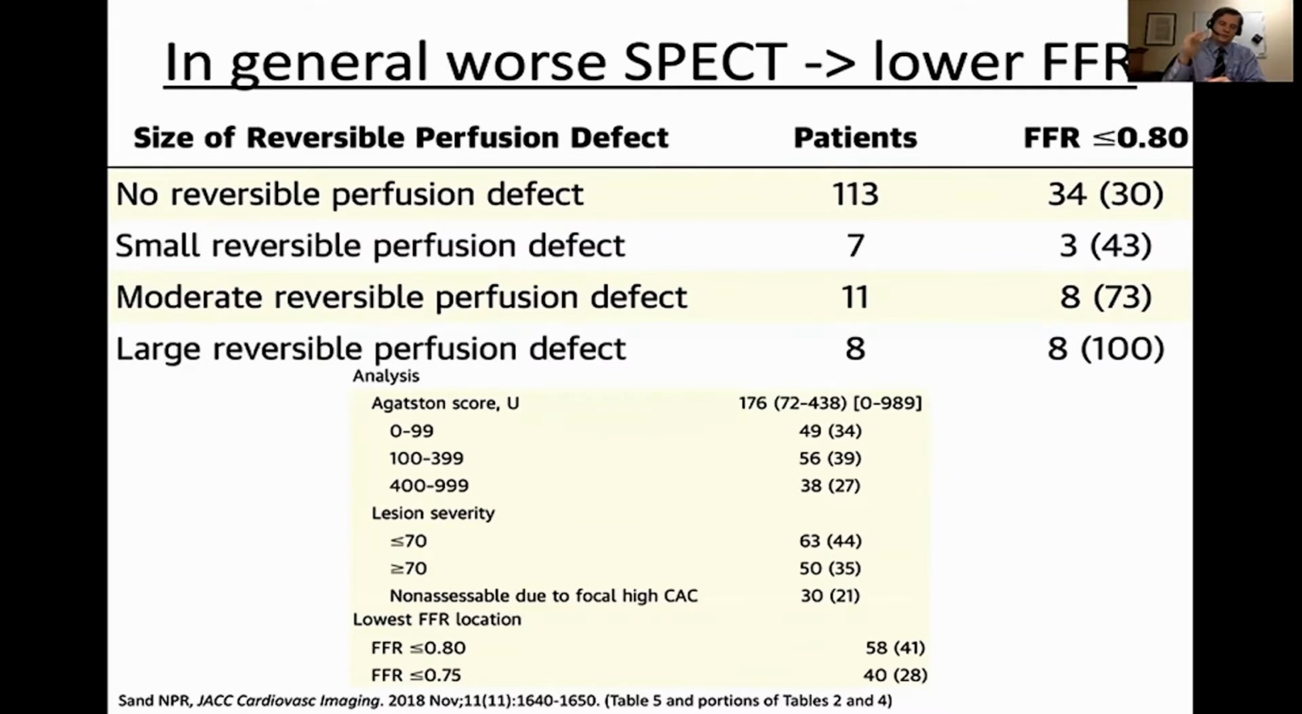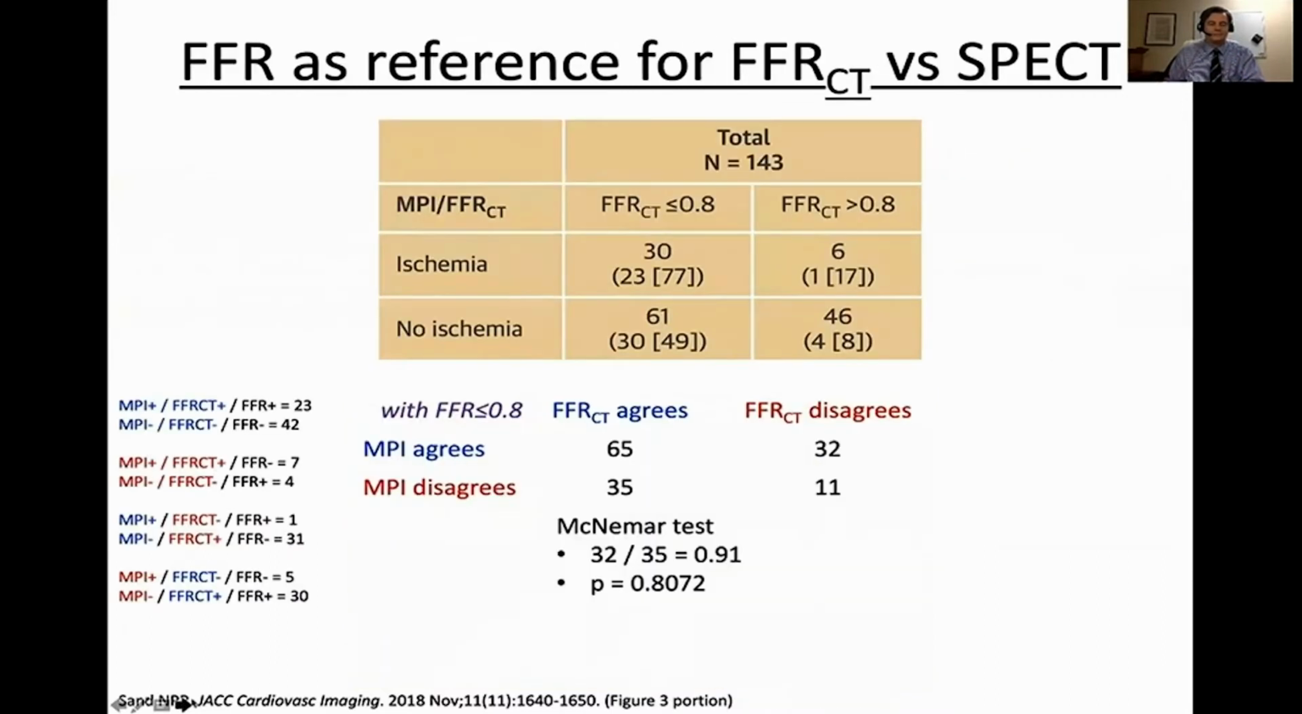And as you go down to small, moderate, and large reversible perfusion defects, by the time you get to large, every one of them had an FFR that was low. And there's kind of a continuity gradient between the two. So that shows you some of the conceptual validity behind this. So now let's go head-to-head, SPECT versus FFRct.